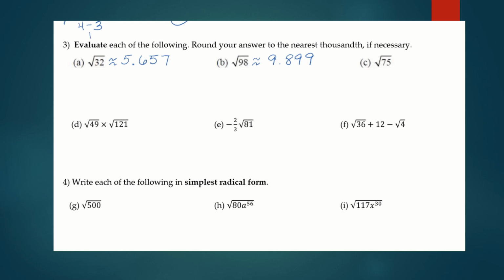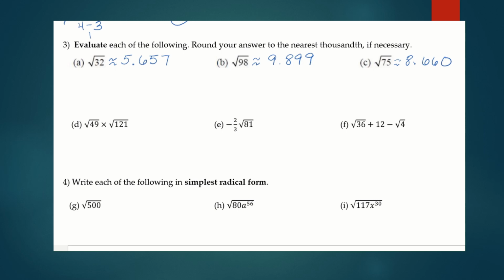Let's look at the square root of 75, same thing. This is another decimal that doesn't end or repeat. So I'm going to say the approximate value here, rounding to 3 decimal places, is 8.660.